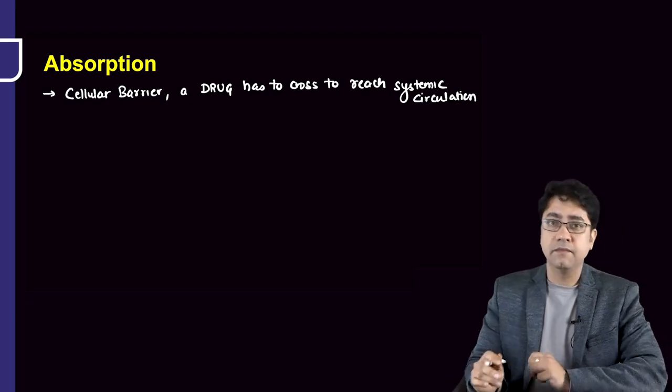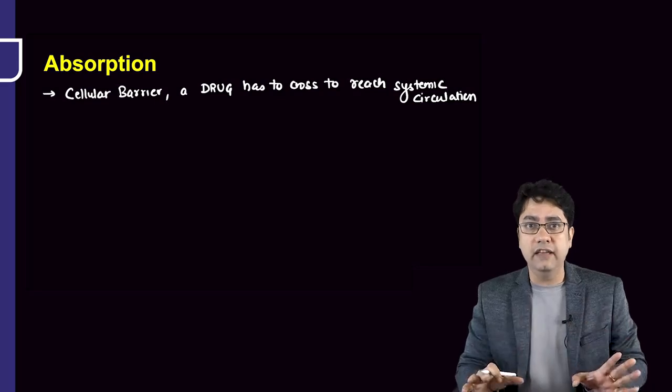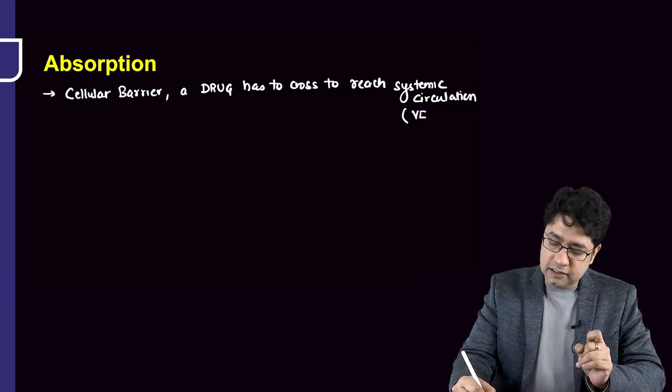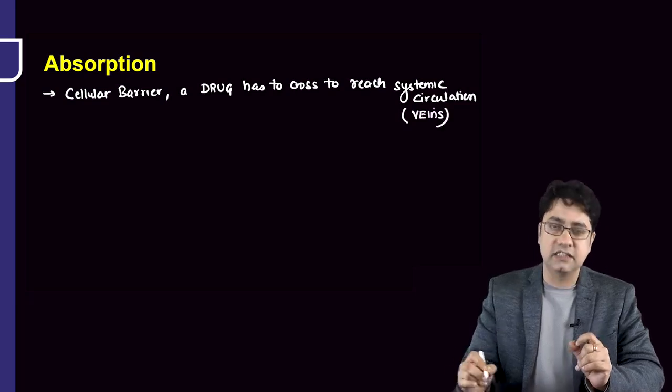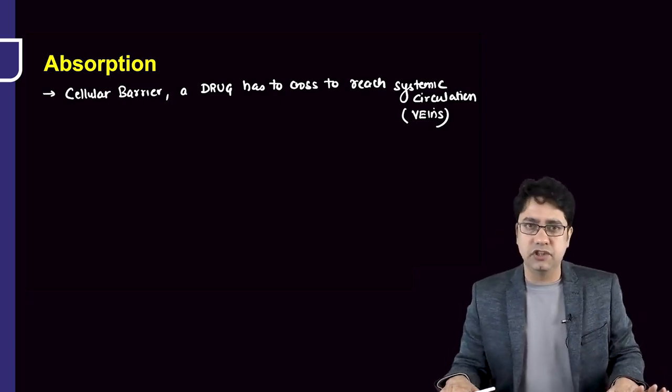Now, can you tell me which vessels drain into the heart? Is it artery or vein? It is always and always veins. So here, systemic circulation word means veins. So the cellular barrier which a drug crosses to reach into the vein is absorption.